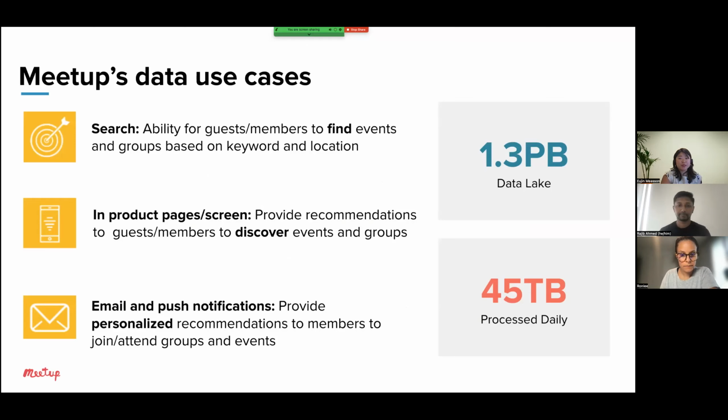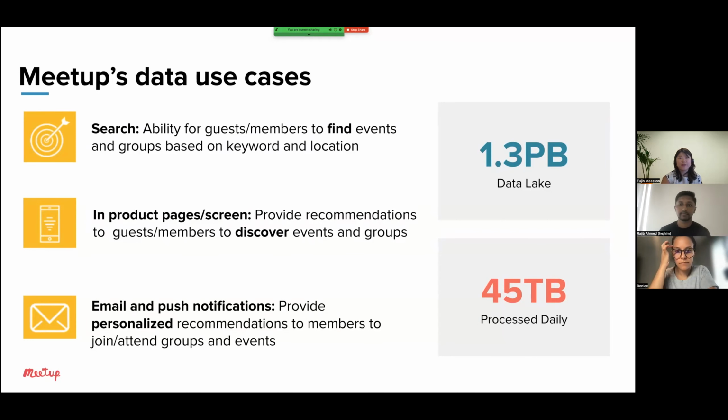Meetup has accumulated a lot of data, 1.4 petabytes of data in our data lake. And as Rajib mentioned earlier, we process 45 terabytes of data daily. So with this abundance of data, we've built some machine learning models to be utilized for three main use cases. The first use case is search. Both guests and members can enter a keyword and location to find relevant events and groups. 1 in 5 new members will perform a search and will be 3 times more likely to RSVP to an event.